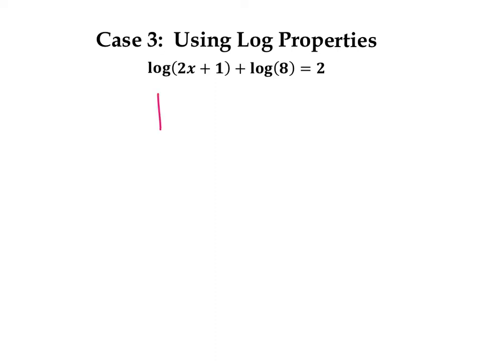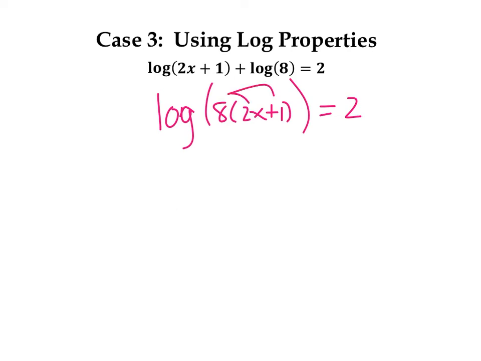We have the log base 10 of 8 times 2x plus 1. We're multiplying them. Now we just condense it to something shorter. We're going to distribute here real quick so we can make something a little bit simpler. We have the log base 10 of 16x plus 8 equals 2. And now we're back to case 2.